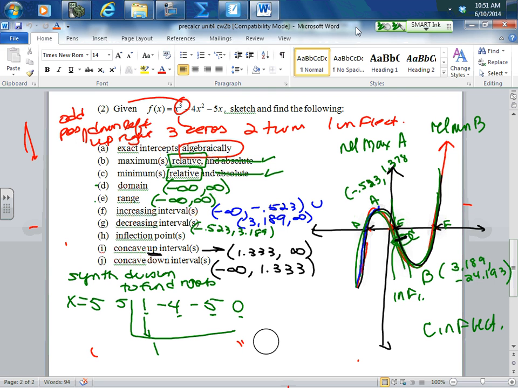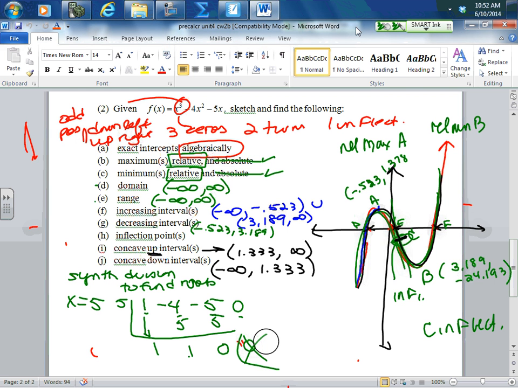1 times 5 is 5. Add them down, 1. 1 times 5 is 5. Add it down, 0. And there's my other 0. Now, this is where my remainder is. I don't have one anymore. Okay, I need that last one to be 0 because that was a definite root.